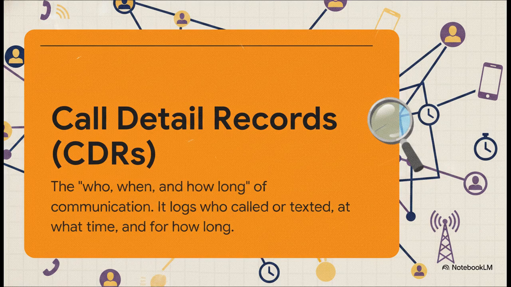First up, call detail records, or CDRs. Think of this as the phone's basic diary. Now, it's not going to tell you what was said in a call, but it proves that a call happened. It's that first, essential layer: who called who, at what time, and for how long.